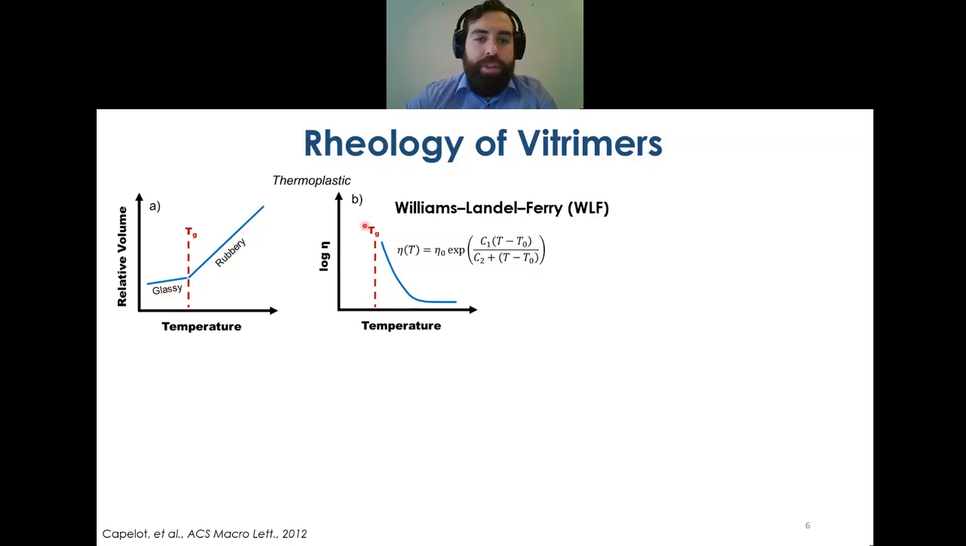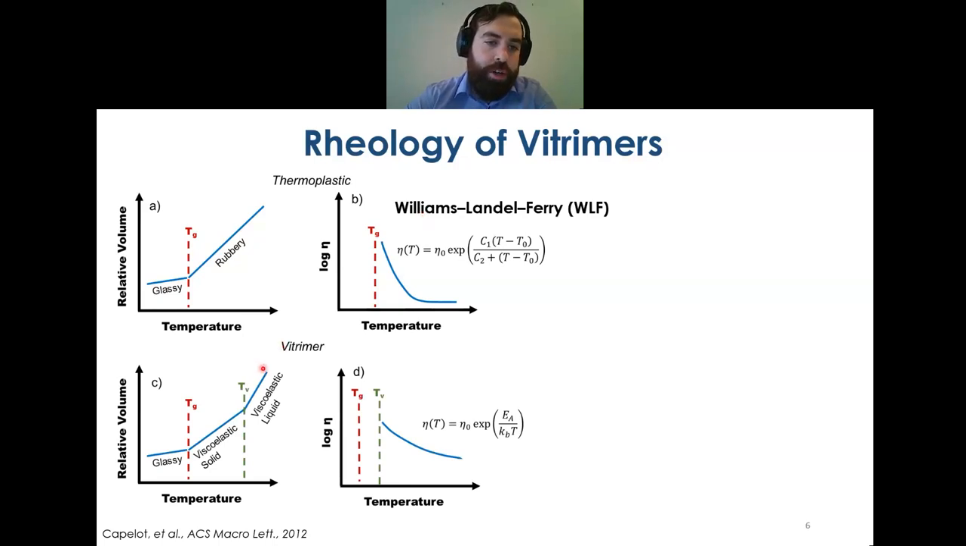If you look at the viscosity by doing the same process, by cooling down the system, we see that the viscosity abruptly increases as we approach Tg, following what is called the Williams-Landel-Ferry equation, or most commonly known as the WLF equation. Now, for a vitrimer, at really high temperature, we are in a viscoelastic liquid, so the dynamic of the bond exchange will allow the network to flow, even if it's a thermoset material.